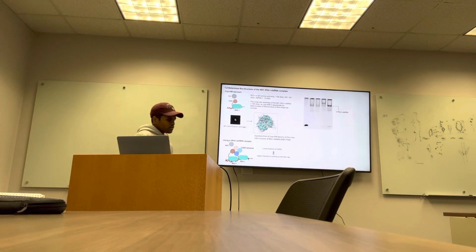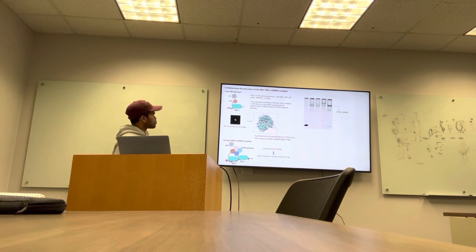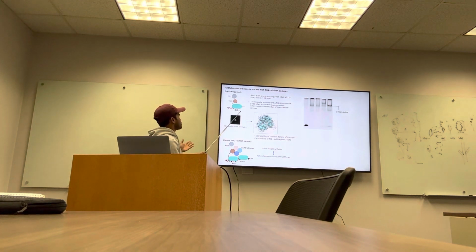Okay, so for the next aim, to get more details of interactions between NS1 and RIGA, we'll use an integrative structural biology approach to determine the structure of the NS1 and RIGA complex. First of all, we'll use cryo-electron microscopy. Let's say RIGA is bound to double-stranded RNA with the CARD domain exposed. If NS1 targets the CARD domain, the ternary complex of NS1, RIGA, and double-stranded RNA will be around 160 kilodaltons. So cryo-EM will be appropriate for the determination of the structure of this complex.